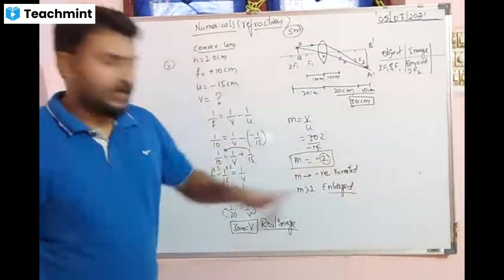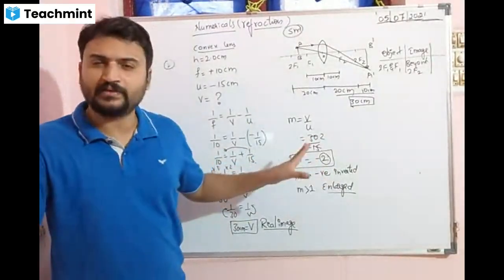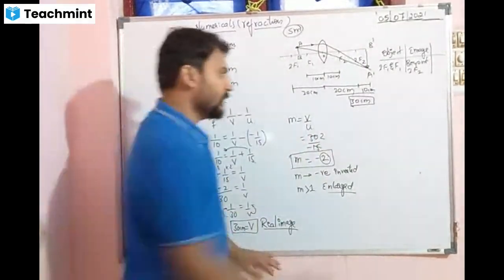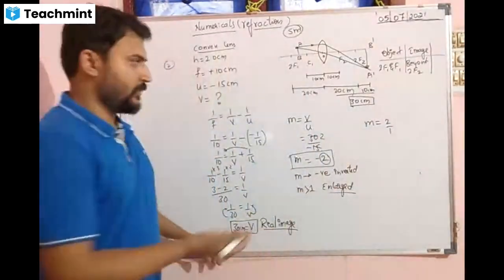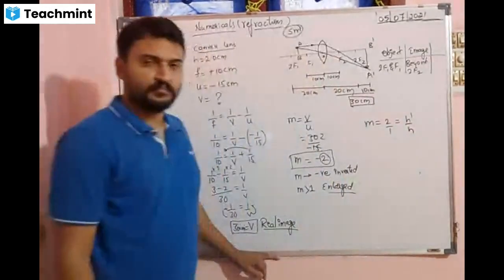M is 2. We'll ignore this minus now. Minus showed us it is inverted. After that we only take the number. So M is equal to 2 means 2 by 1, which is equal to H dash divided by H.